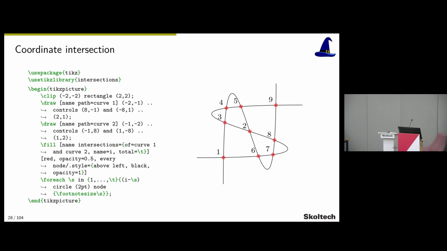Also, a very complex example. We will not go into details, but if you have a set of complex curves and you want to mark intersections or just find them, there is a library, intersections, that can calculate where lines meet on your drawing. So you don't need to calculate these points manually. LaTeX can do this for you.